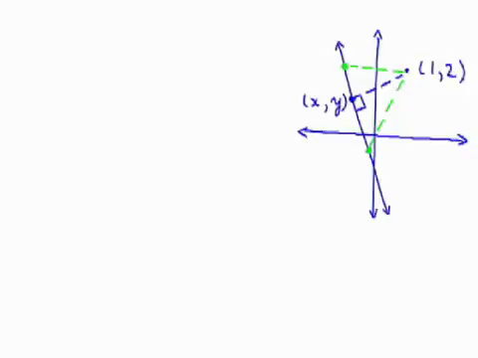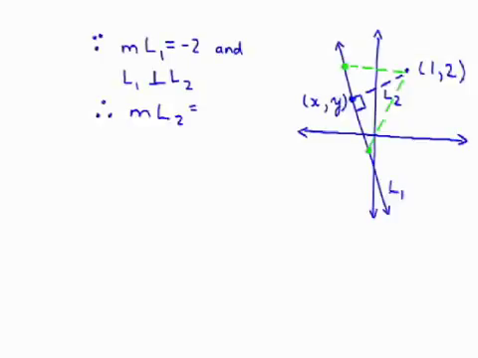Now, since the slope of line 1, that is our linear function that we started with, is equal to -2, and we know that the two lines are perpendicular to each other, therefore I can say L1 is perpendicular to L2, then I can conclude that the slope of line 2 must be equal to 1/2, because lines that are perpendicular to each other should have slopes that are negative reciprocals.